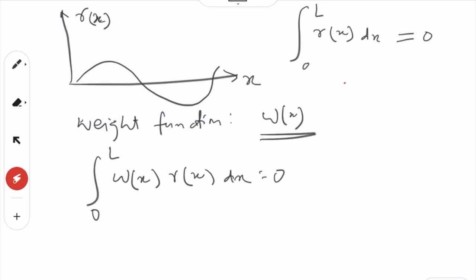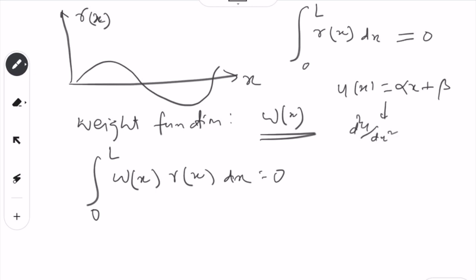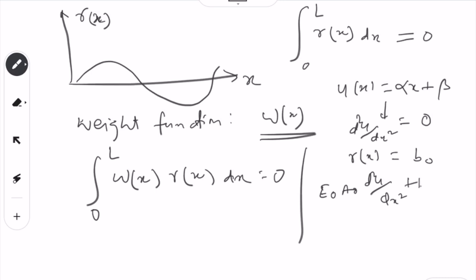u(x) equal to alpha x plus beta, then we have residual or d square u dx square is equal to 0, and hence residual R(x) will be equal to B naught simply. Why? Because our equation is E naught A naught d square u over dx square plus B naught is equal to 0. So that really means that this term is equal to 0, hence your residual is simply R(x) equal to B naught.